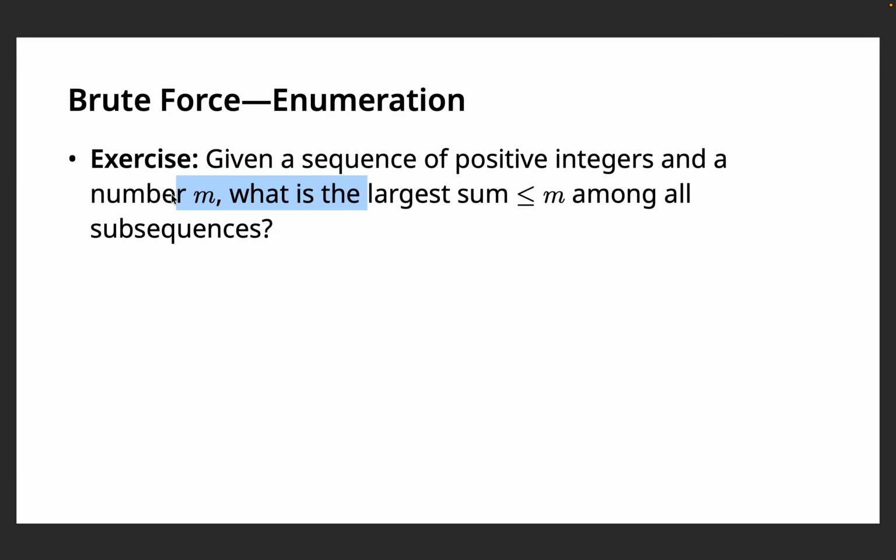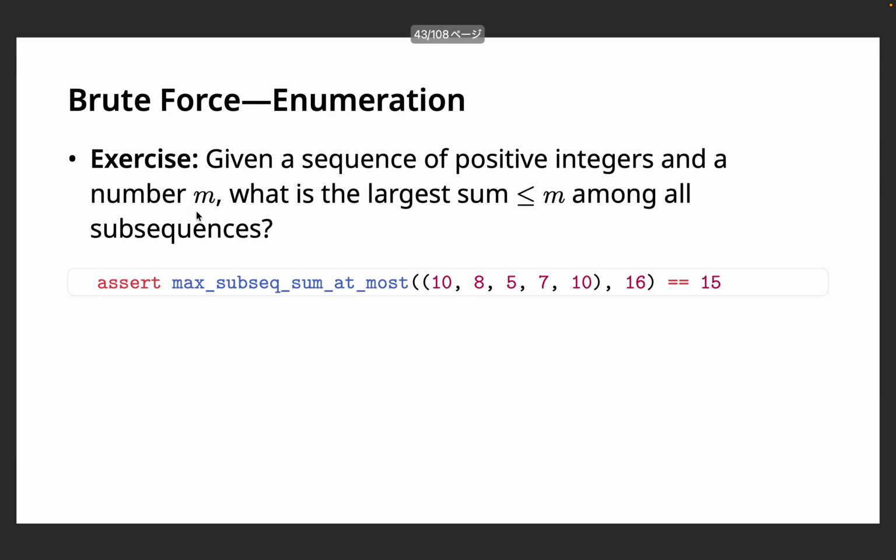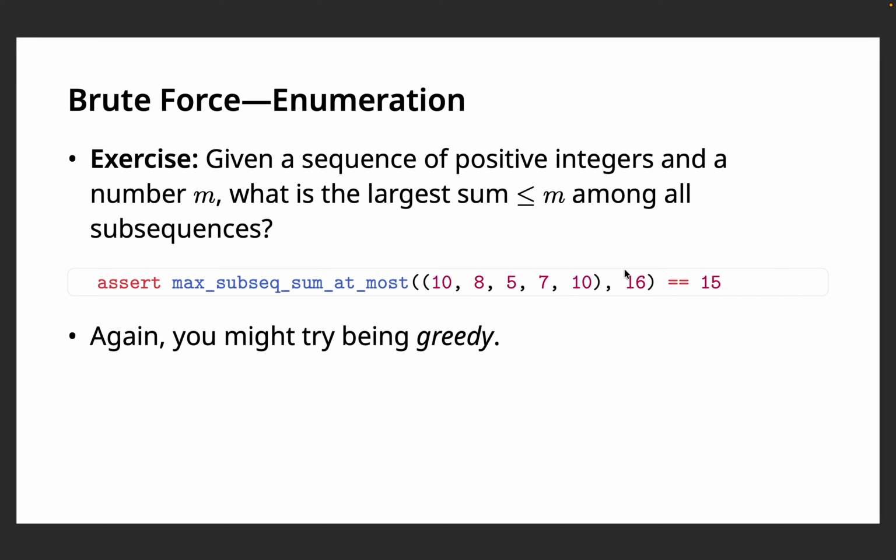So how do we solve this problem over here? Okay, for this example, the largest sum that's less than or equal to 16 is 15 because of the 8 and the 7 over here. 8 plus 7 is 15. So how do we solve this problem for any sequence that we get? Okay, so one thing we might try is, well, be greedy.